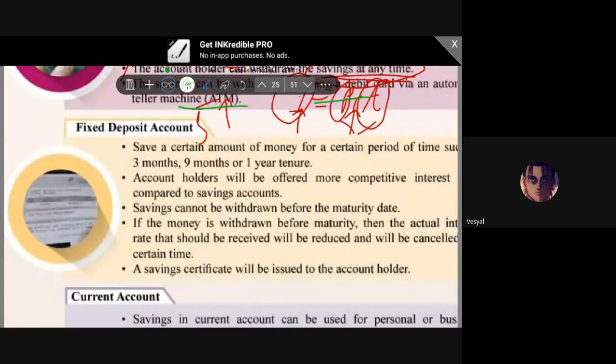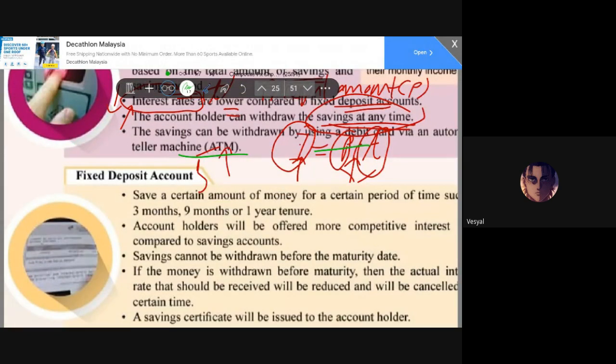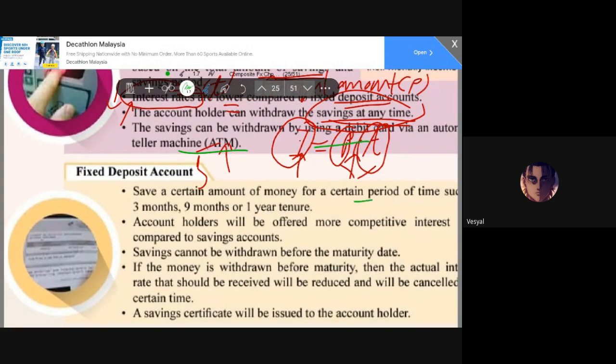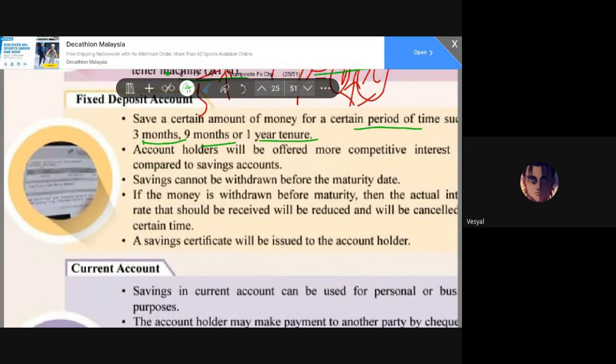Okay, so next one is fixed deposit. The thing here is it saves a certain amount of money for a certain period of time. You can save it for 3 months, 9 months, or 1 year. So there's a fixed time when you can withdraw and get back the money. Whereas, what's that account name again? Savings account, you can withdraw at any possible time. But this one has a fixed period: 3 months, 9 months, or 12 months.